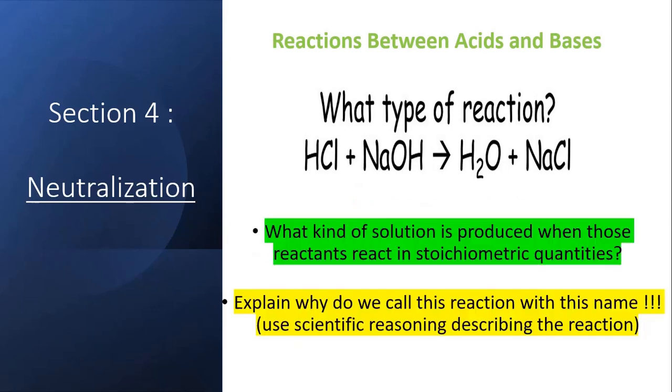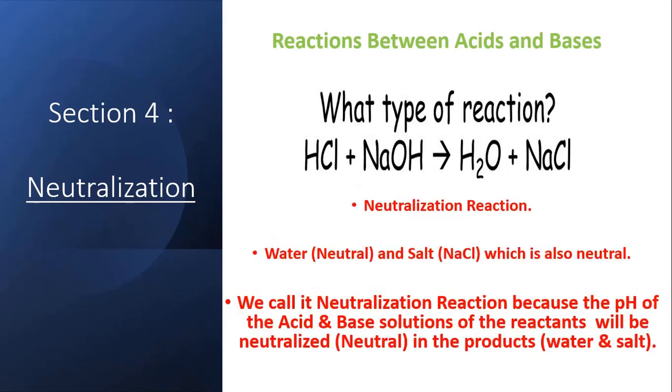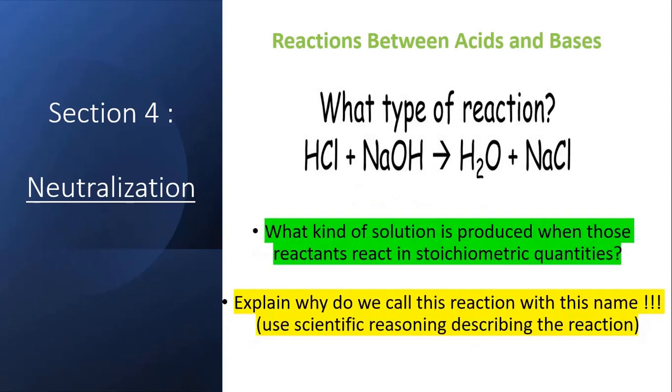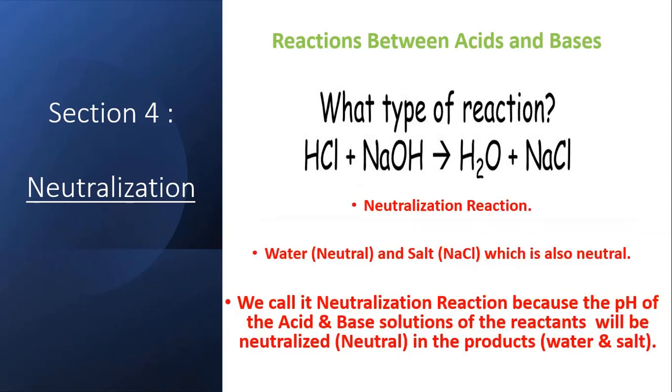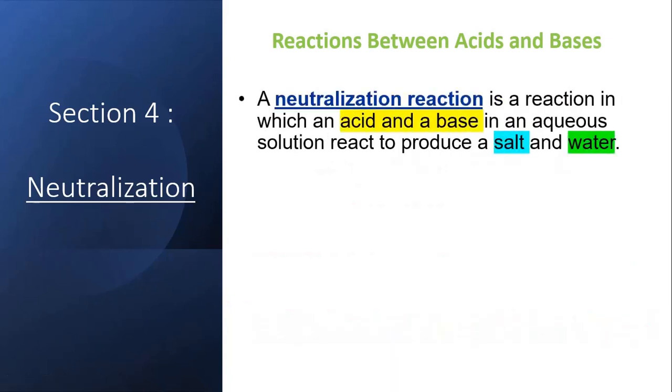So the neutralization reaction came from mixing acid with base and will produce water and salt, which are both neutral. We call it neutralization reaction because the pH of the acid and base solutions of the reactants will be neutralized, or neutral, in the products that are water and salt. What is neutralization? It's a reaction in which an acid and base in an aqueous solution react to produce a salt and water.